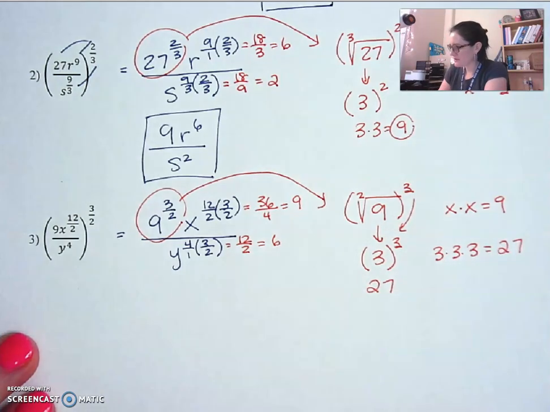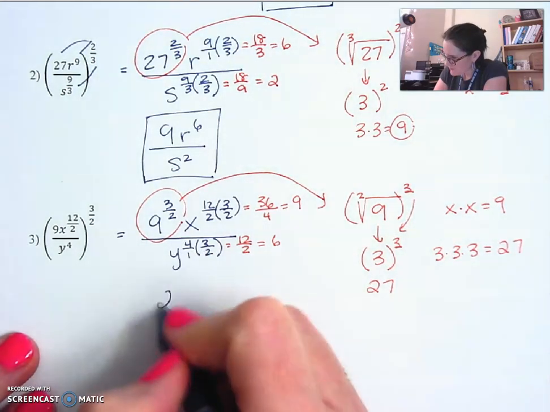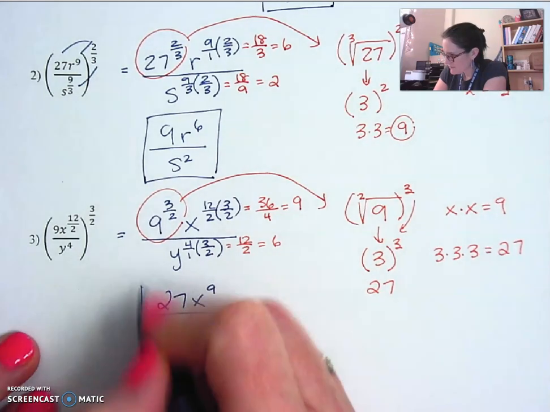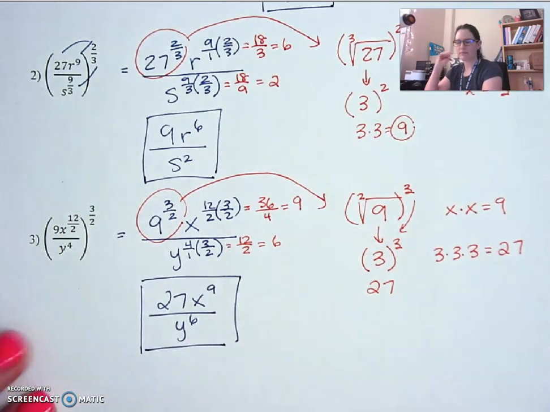So my final answer is 27 x to the 9 over y to the 6. That's it.